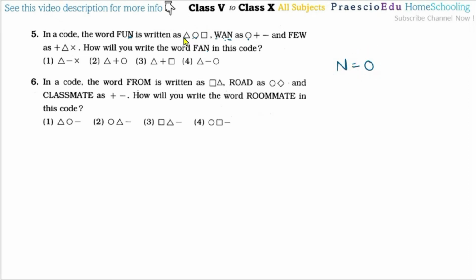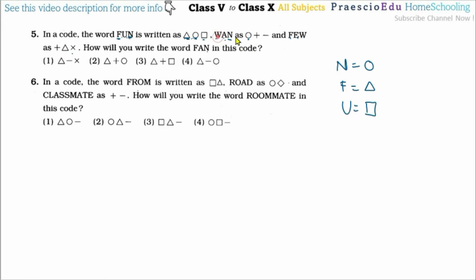Then we compare FEW and FUN. Here F is common, and in the symbols the triangle is common. So F is this triangular symbol. Now N and F we know, so U is this square symbol.